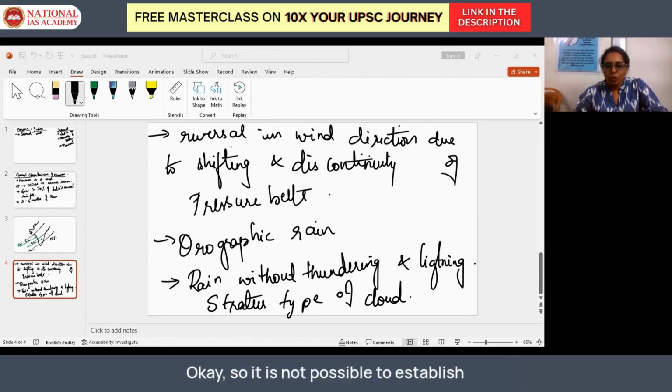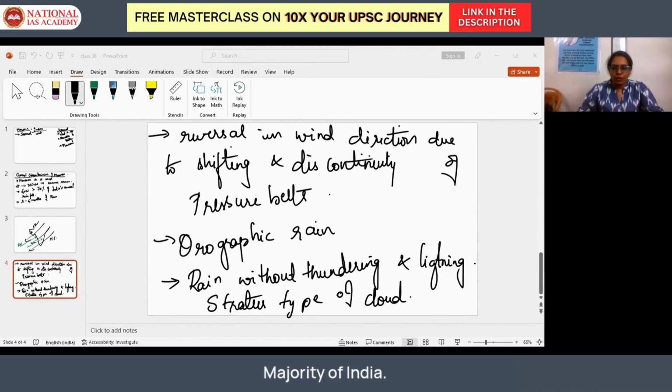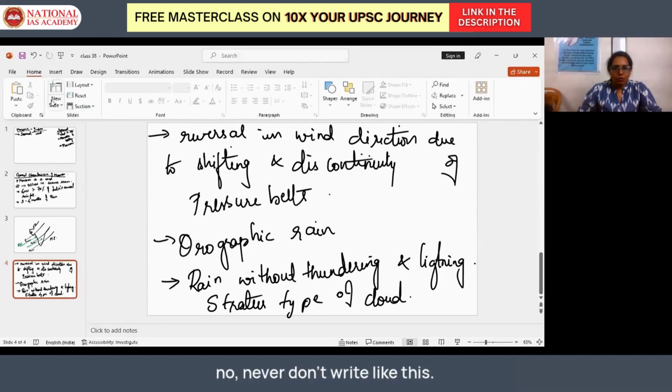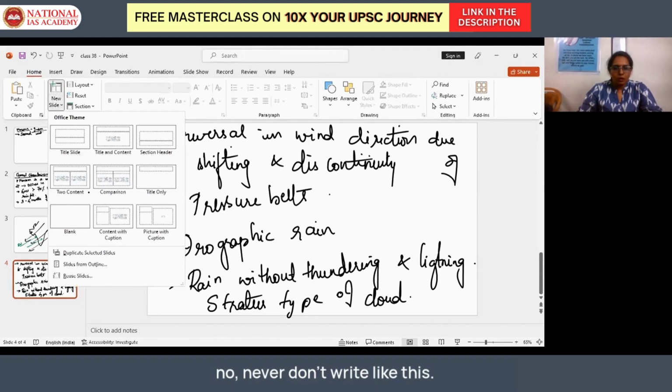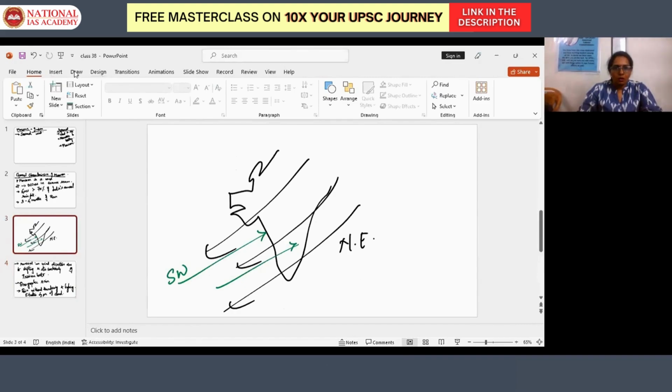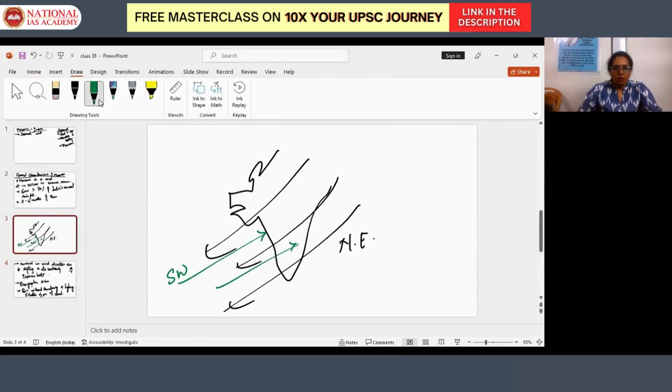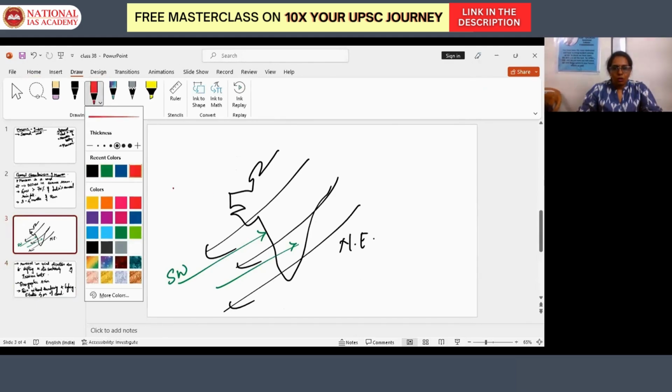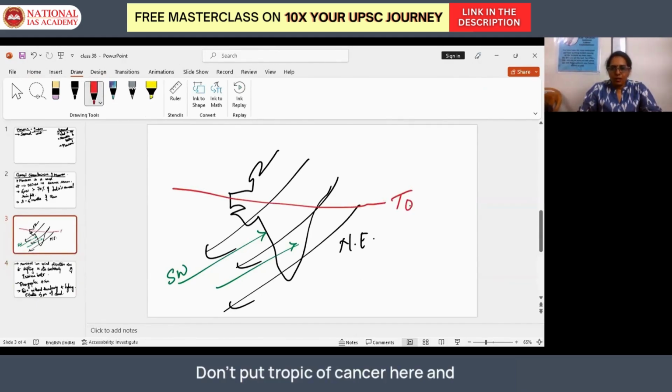So it is not possible to establish properly your westerlies because Himalayas is a big barrier. So most of your India has northeast trade winds, majority of India. When you're writing the diagram, never write like this. Don't put Tropic of Cancer here and then write below northeast trade wind, above westerlies. It doesn't work like that.